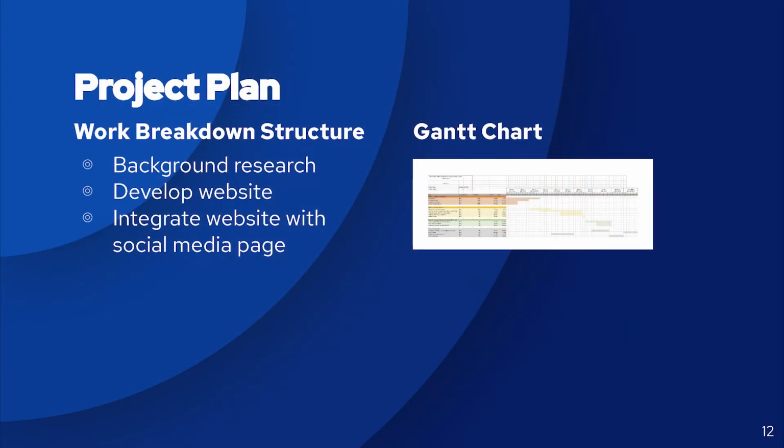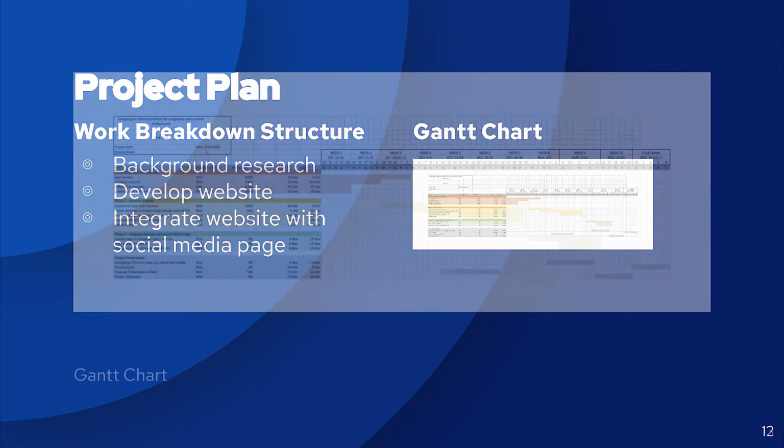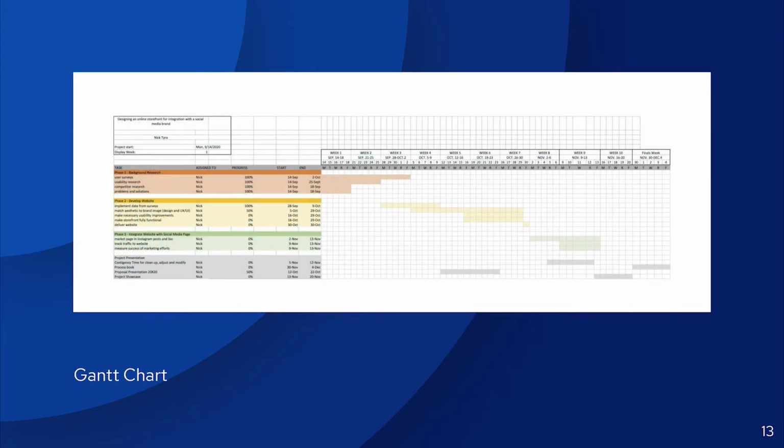So some more on the project plan. The work breakdown structure basically is starting with background research and then going into developing the website and then finally integrating the website with the social media page. And the Gantt chart is a little breakdown of my timeline for the project, which you'll see more in the next slide.